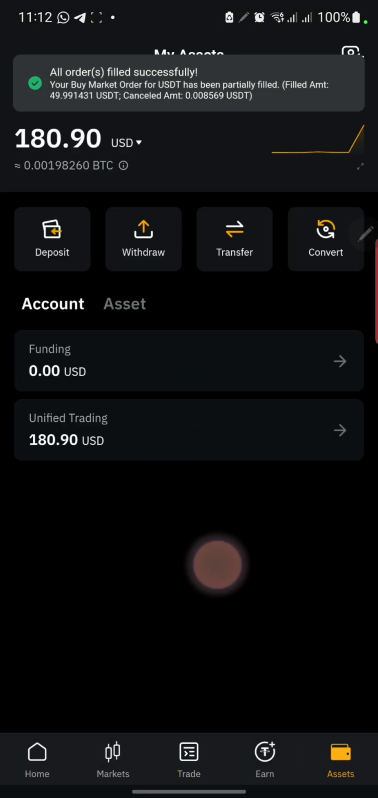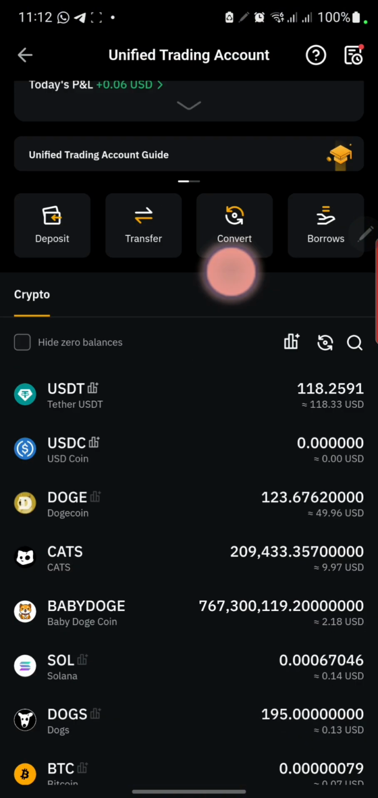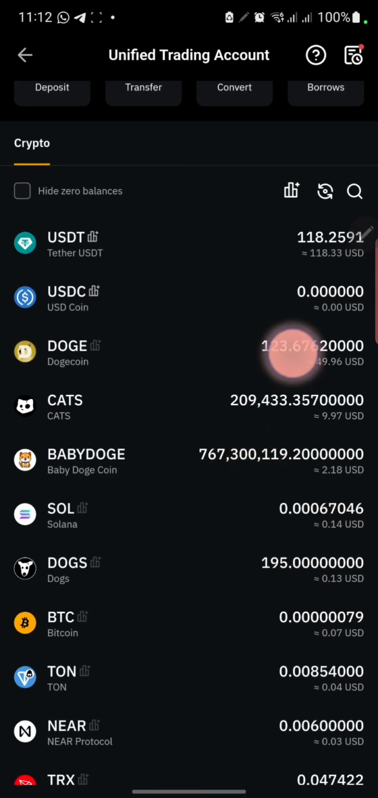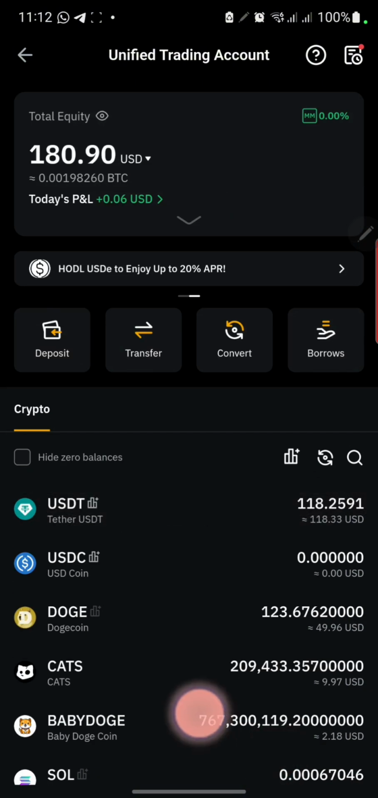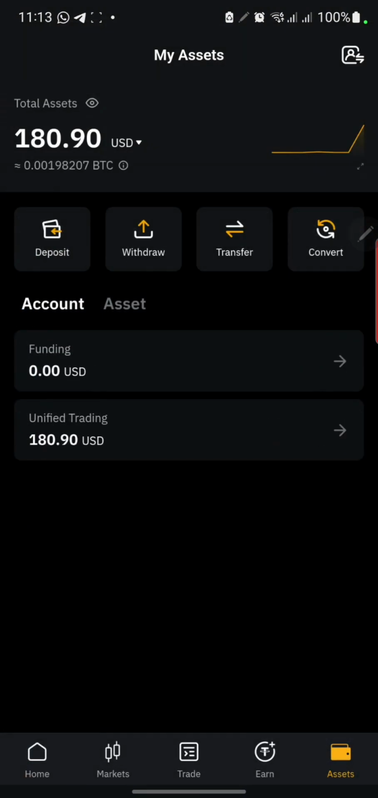Then you come back to this part here. You're going to still see it here. Can you see it's already purchased? So then you come here, you have seen Doge, see Doge here. I've already purchased the Doge. Can you see now? So you can now leave it and wait for it to rise in the future. Then you can now sell and be on profit.